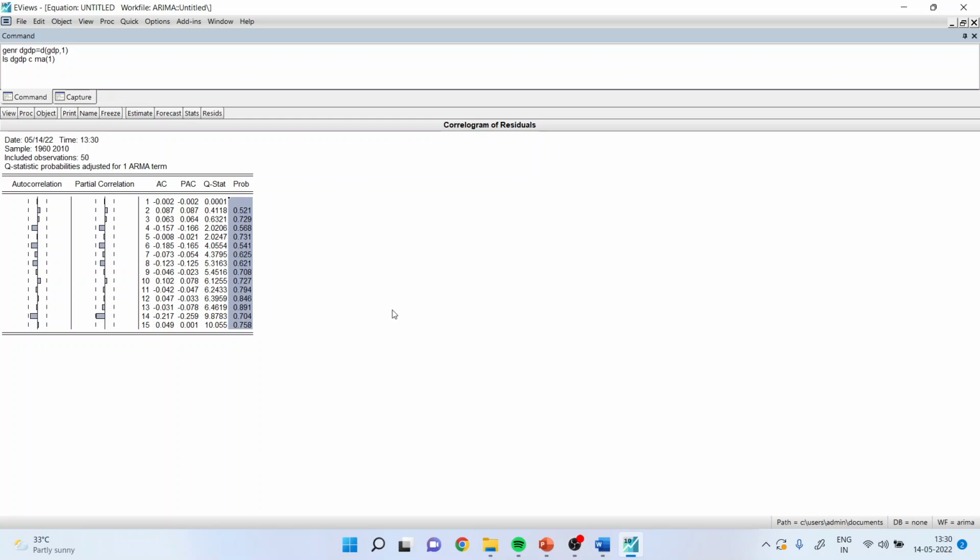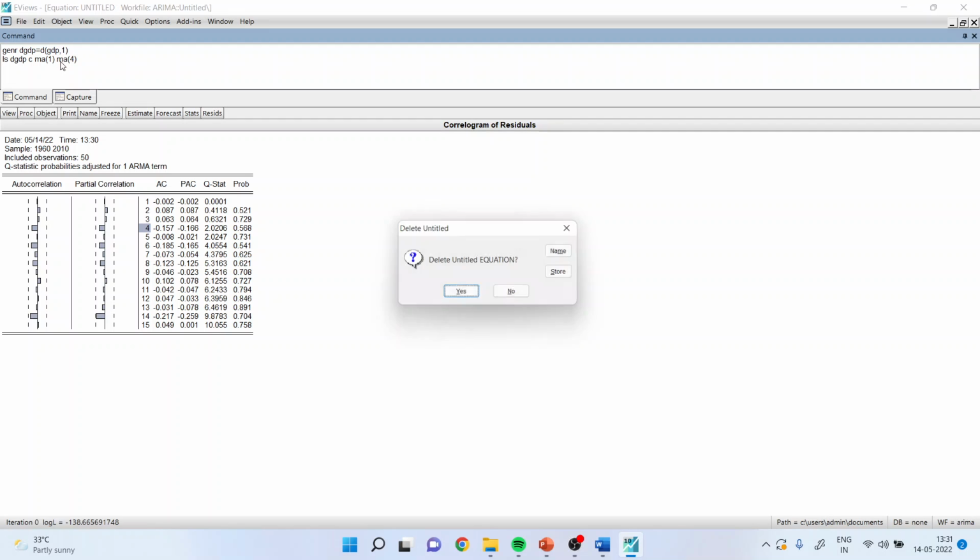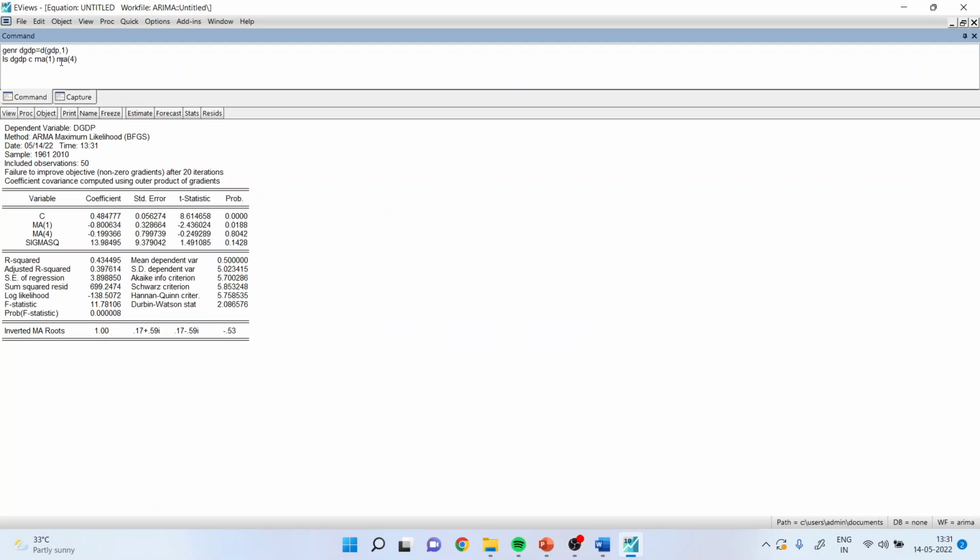So if we are having spikes at any lag, that lag has to be included. Say for example, if I have got the spike here, then it is necessary that it should be included in the model. Say this spike at the fourth lag was significant. Then I will include that in my model, MA4, and then again I will run the correlogram.